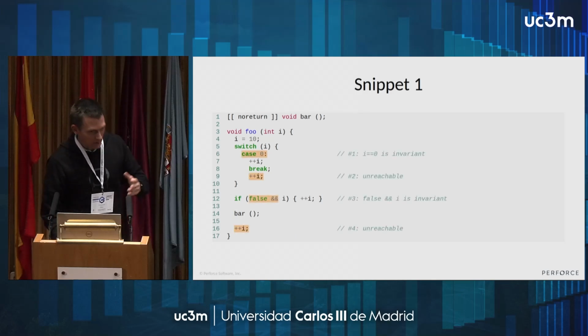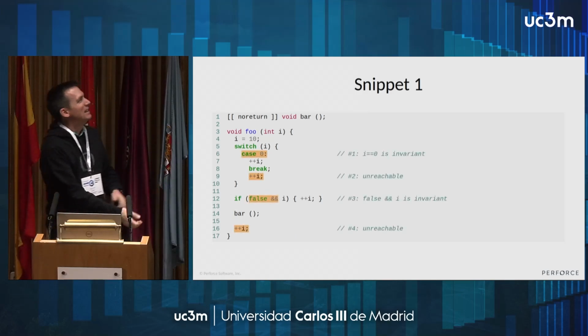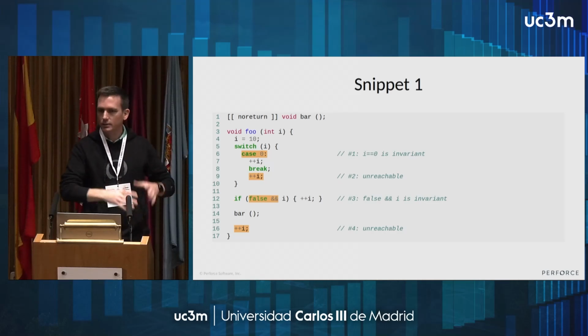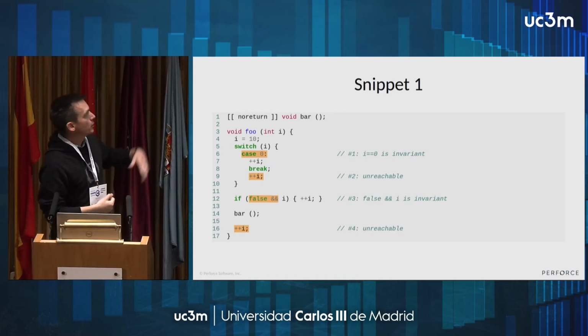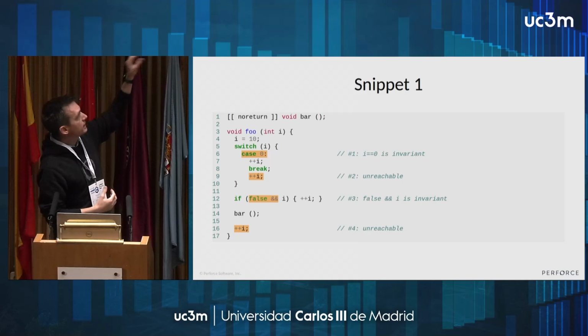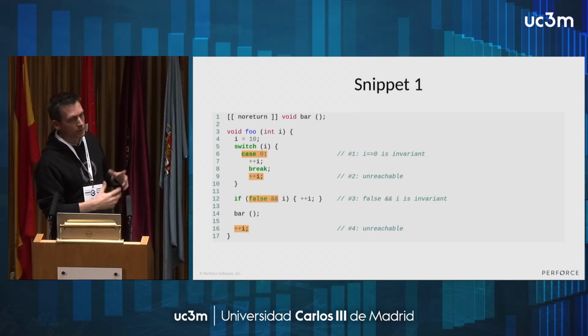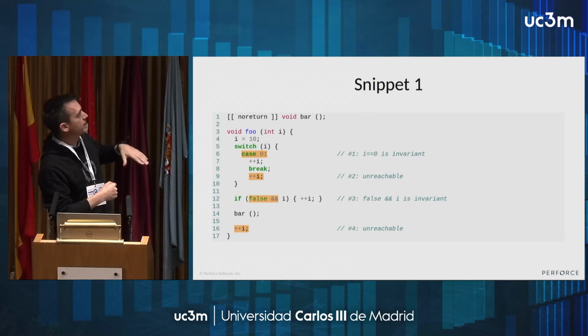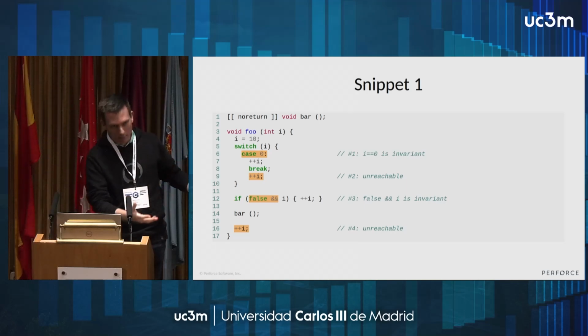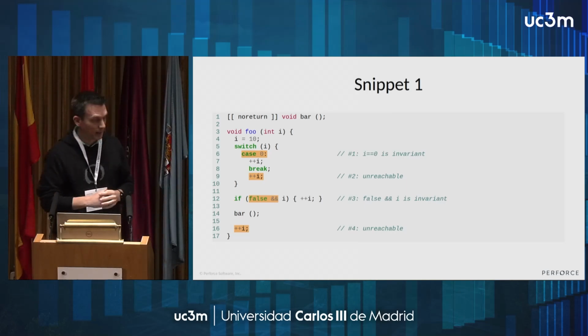So unfortunately, Peter's right. There are basically 2 invariants and 2 unreachables. On line 16, the statement is unreachable because bar is declared to be no return. On line 9, you have an unreachable statement after the break. And then you have the invariants. You have the false in the if condition. And i was initialized to 10 in the case label 0, so that's going to be invariant as well.